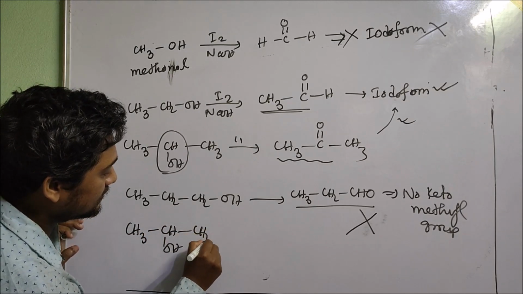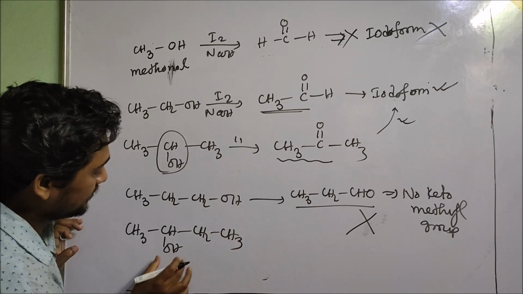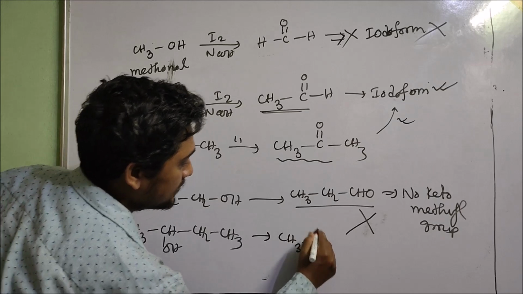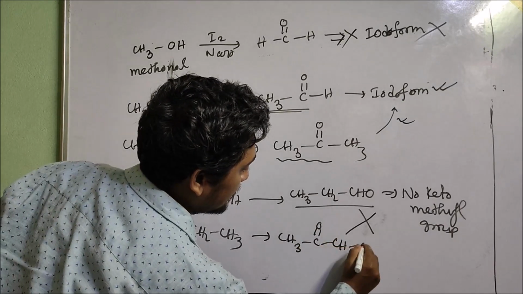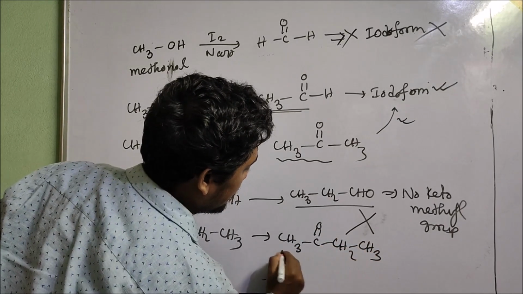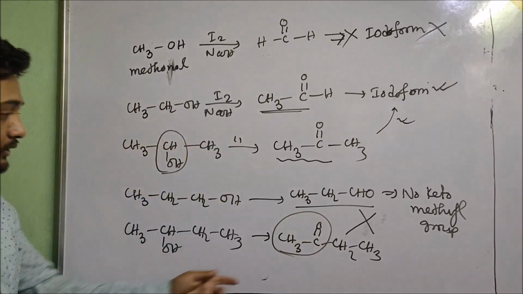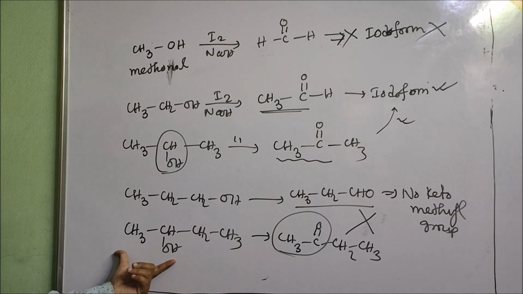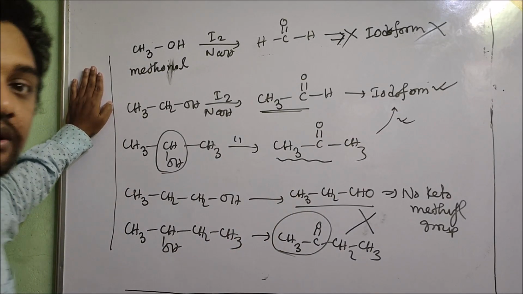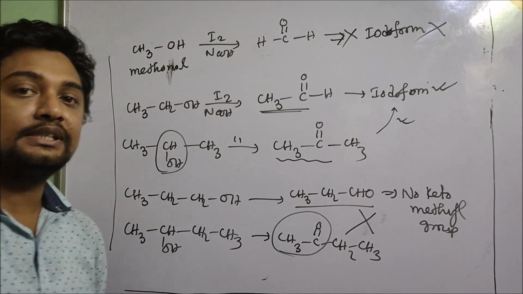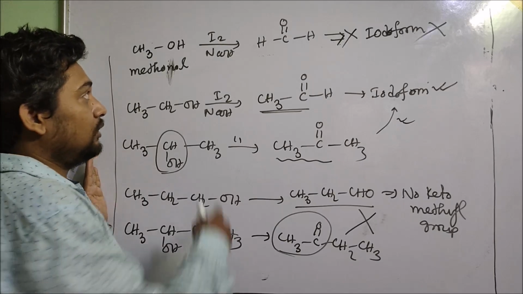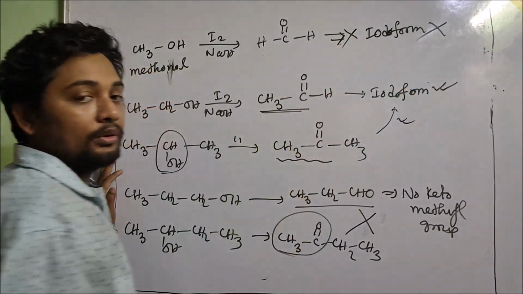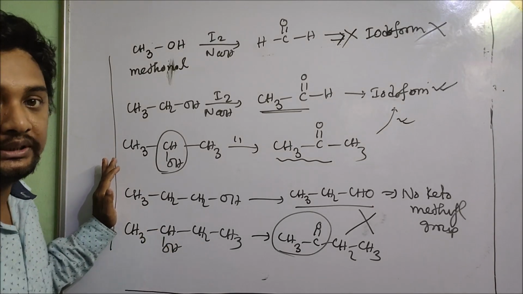Again, CH3CHOH CH2CH3. This group will oxidize and convert into CH3COCH2CH3. So it contains a ketomethyl group, so it will give the iodoform reaction. So from these reactions, we can conclude what kind of alcohols will undergo iodoform reactions and which ones will not.